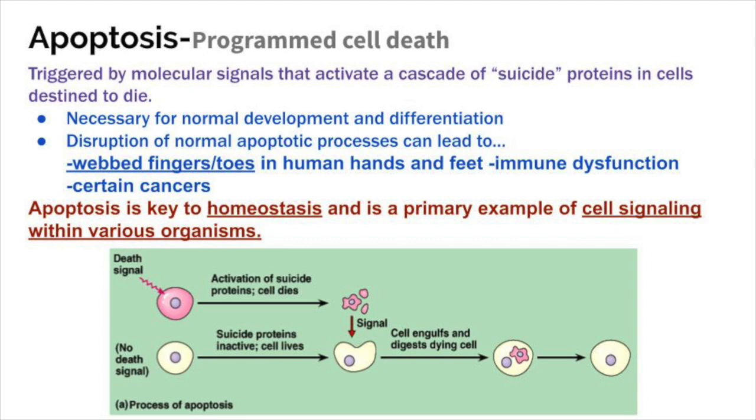This is triggered by molecular signals that activate a cascade of suicide proteins in cells destined to die. This is necessary for normal development and differentiation. Disruption of this process can lead to webbed fingers and toes in human hands and feet, immune dysfunction, and certain cancers. Apoptosis is key to homeostasis and is a primary example of cell signaling within various organisms.